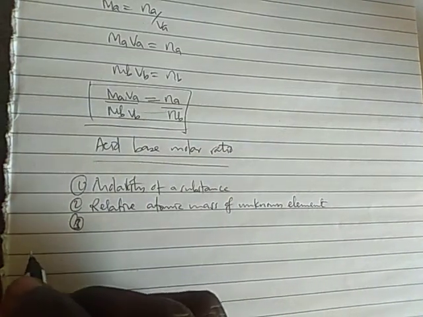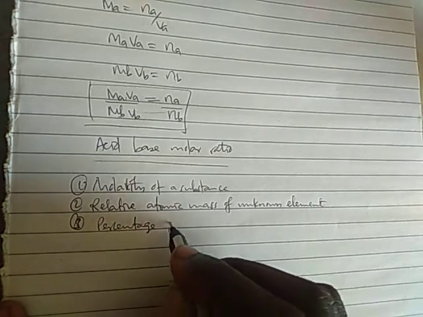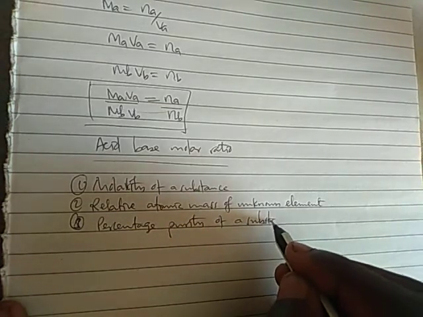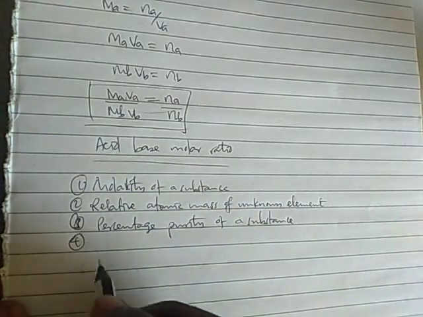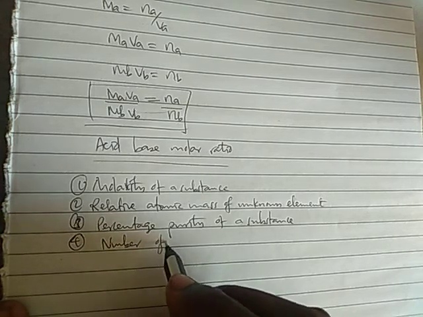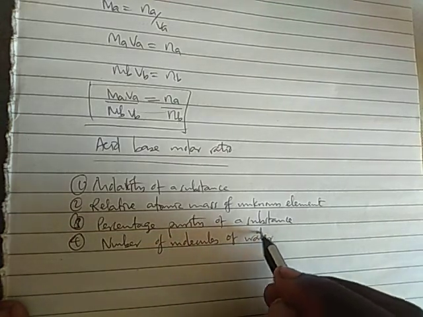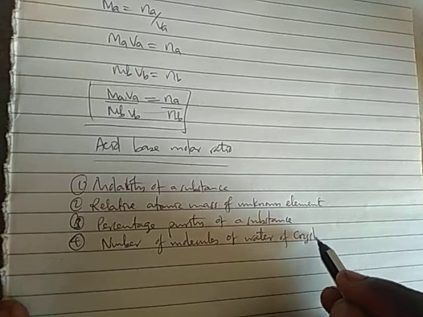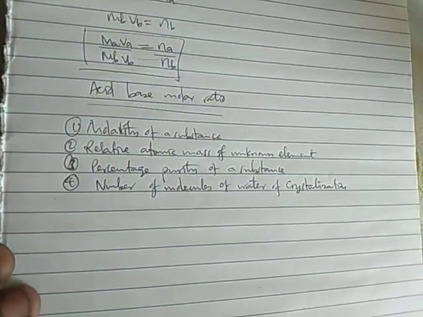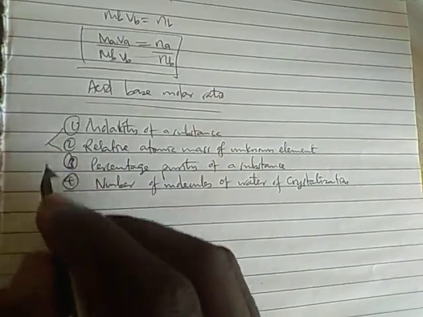The third is calculating the percentage purity of a substance. And the fourth type of calculation in volumetric analysis is calculating the number of moles, number of molecules of water of crystallization. I hope we will understand later what we are talking about, the water of crystallization. What does it mean? Now for this session, let's touch on these two types of calculation.